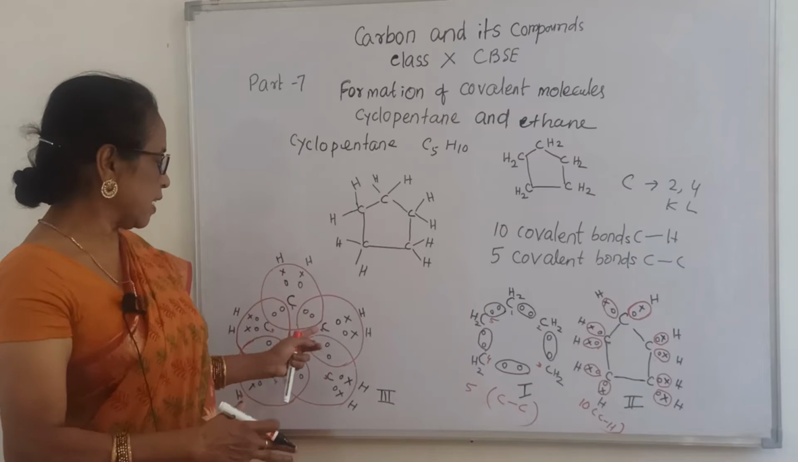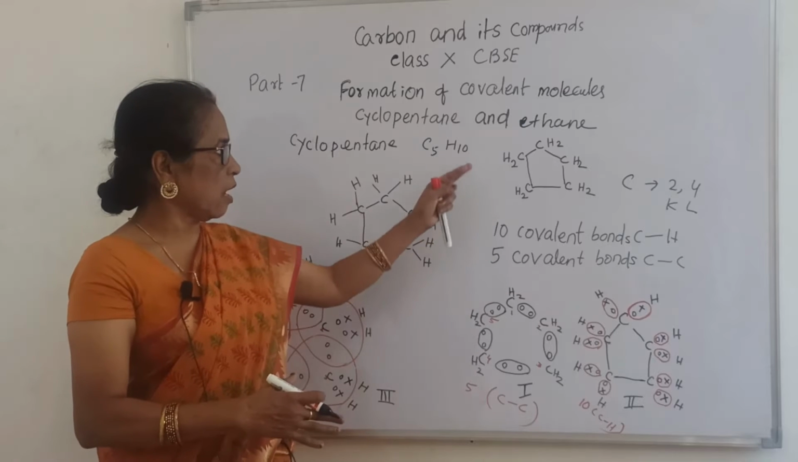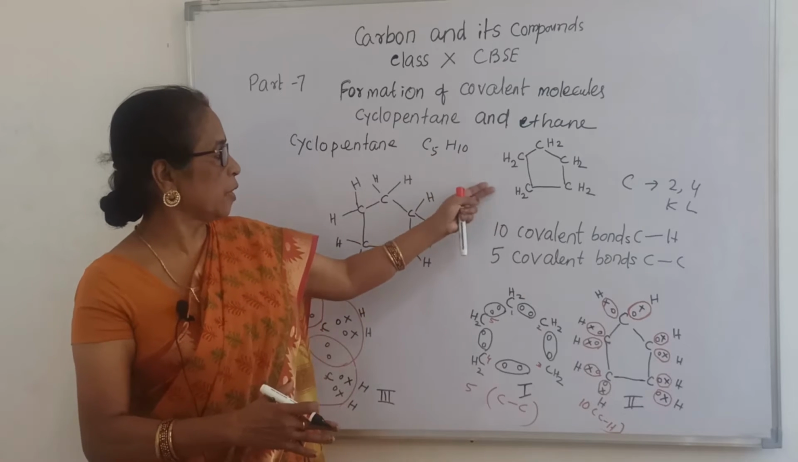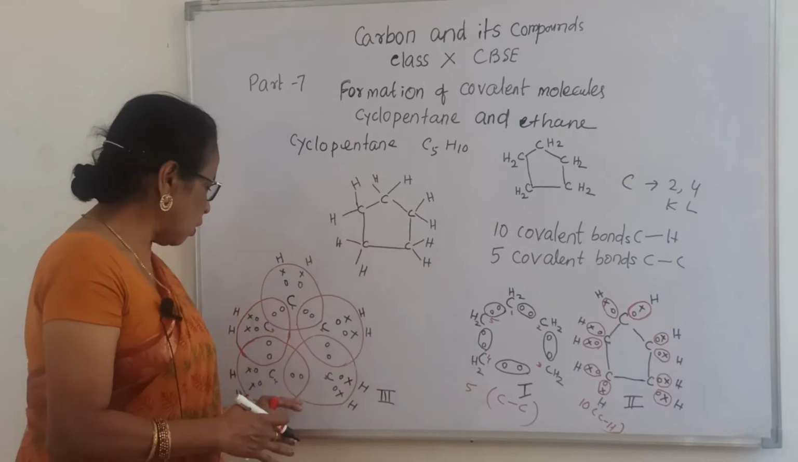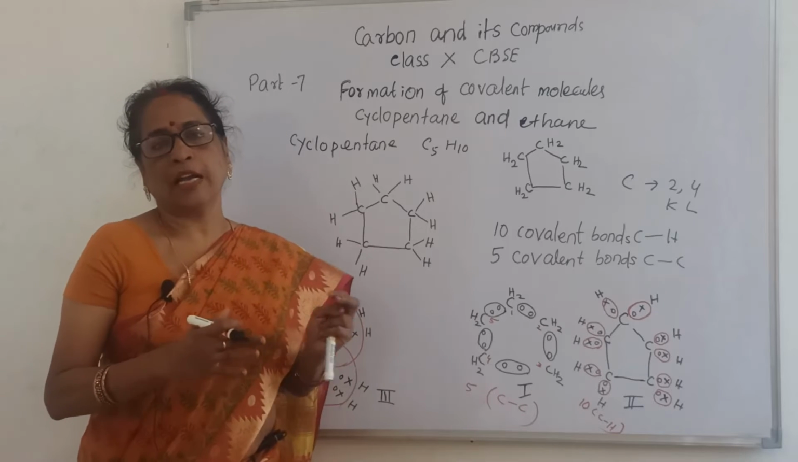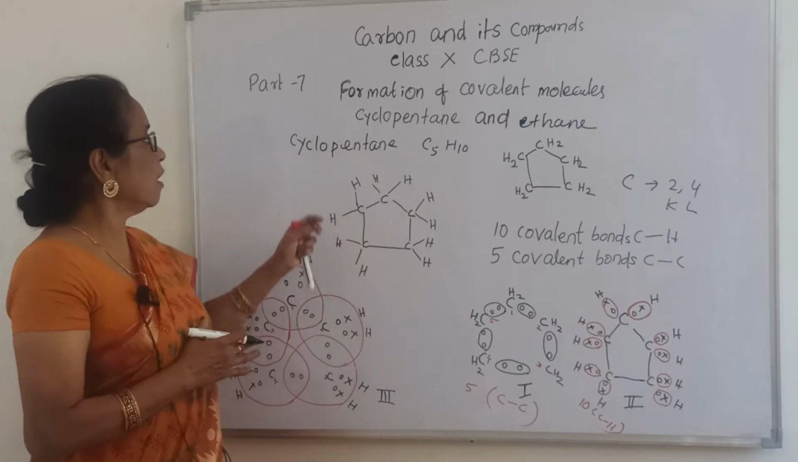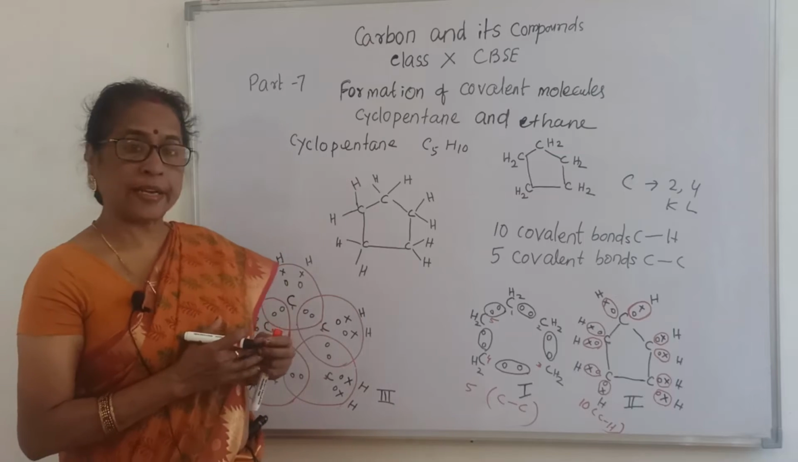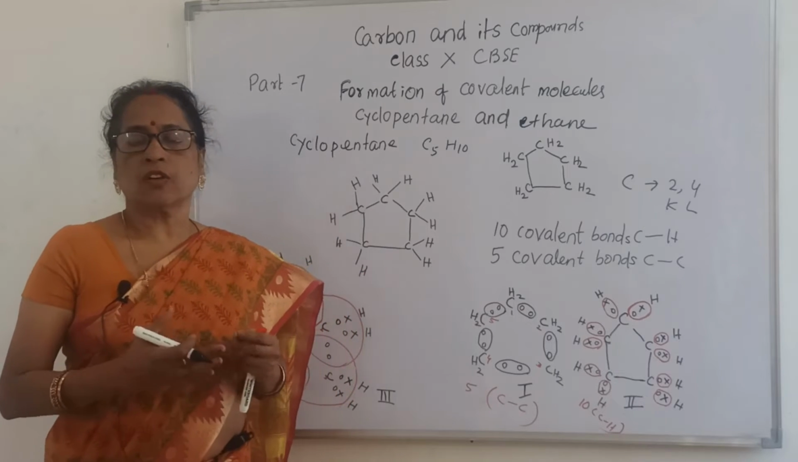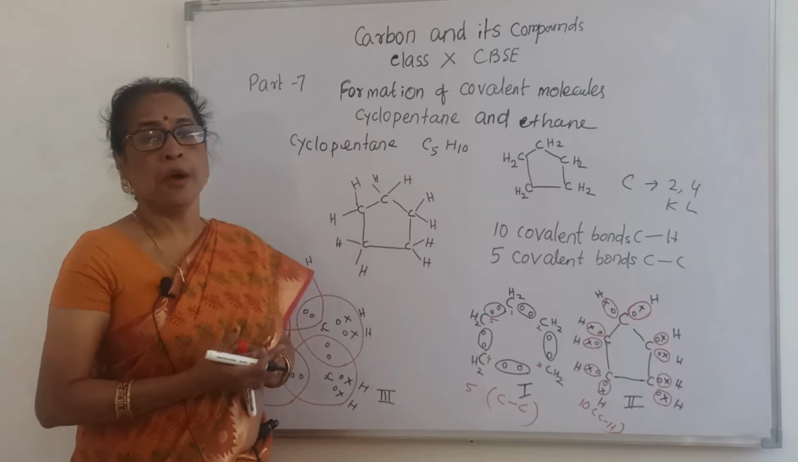You can write this directly. I hope you can now understand from the beginning, step by step, how the bonds are formed. I hope it is clear: the covalent molecule cyclopentane, or you can say the electron dot structure of cyclopentane.